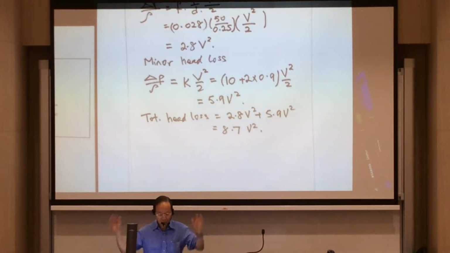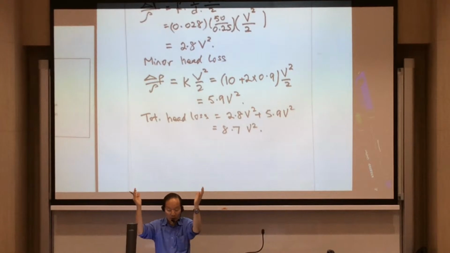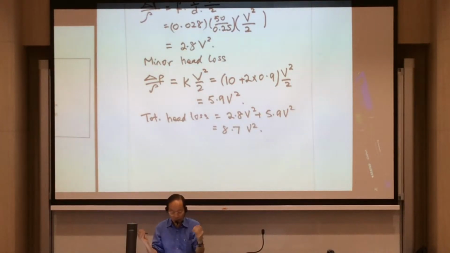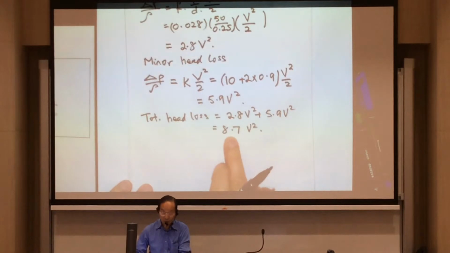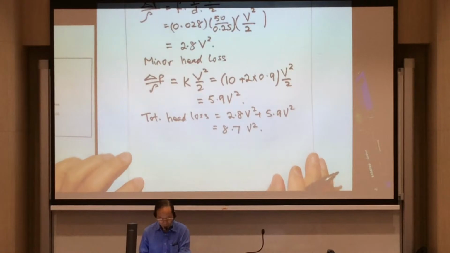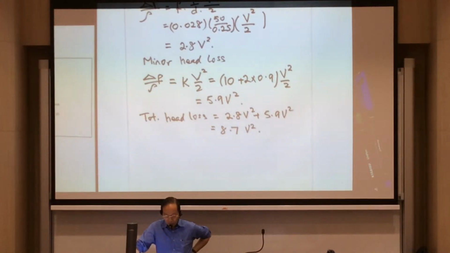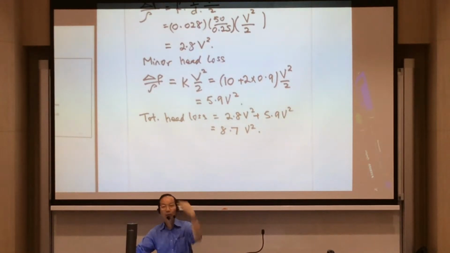Okay? Overall delta P over rho total. The first delta P over rho is for major. The second delta P over rho is for minor. This delta P over rho is the total. Okay? So in this case here, the total loss is 8.7 V squared. So therefore, the pump must be able to pump the flow to overcome this total head loss.